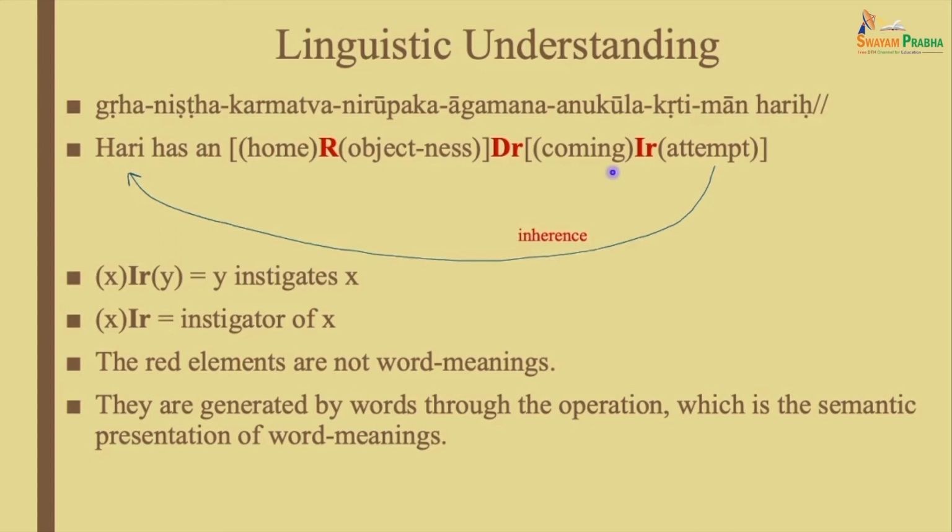So look at the computation part of it. And then this is a unique point the Nayayika wants to make. What is the meaning of this sentence, Hari is coming home? Harihi gruham agachati. The meaning is this gruhanishta karmatva nirupaka agamana anukula krutiman harihi. This is the meaning of it. And parts of it are actually generated by language itself. It is unique to human language to create, to generate such relations between word meanings, which are given.